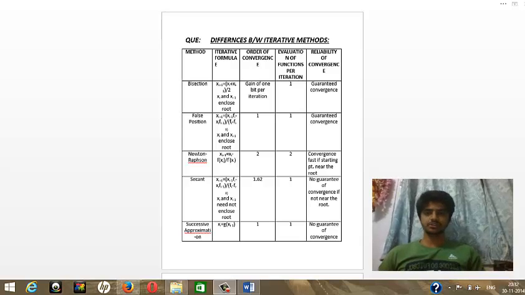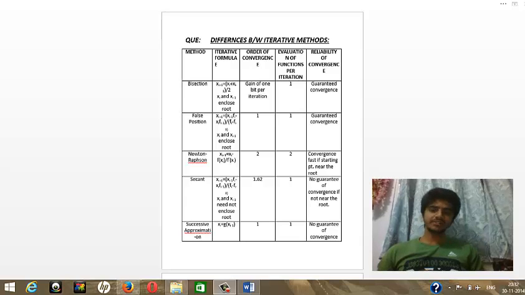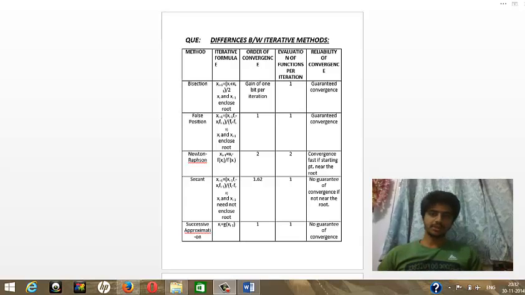The order of convergence of bisection method is a gain of 1 bit per iteration. Similarly, in the false position method, there is also a gain of 1 bit per iteration. But in the Newton-Raphson method, there is a gain of 2 bits per iteration. In the secant method, there is a fractional gain, that is 1.62 per iteration, and in the last, successive approximation, there is a gain of 1 bit per iteration.